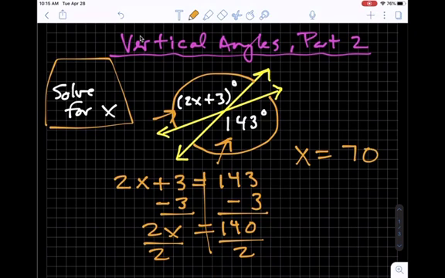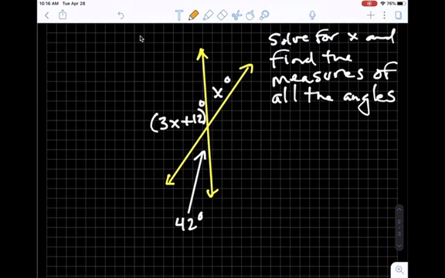That doesn't mean it's 70 degrees. That means that if I plug 70 into this equation, I'm going to get 143 degrees, which we know we should get because they are vertical angles. So these are kind of like the easier problems to do. And now we're going to do one that's a little uglier.